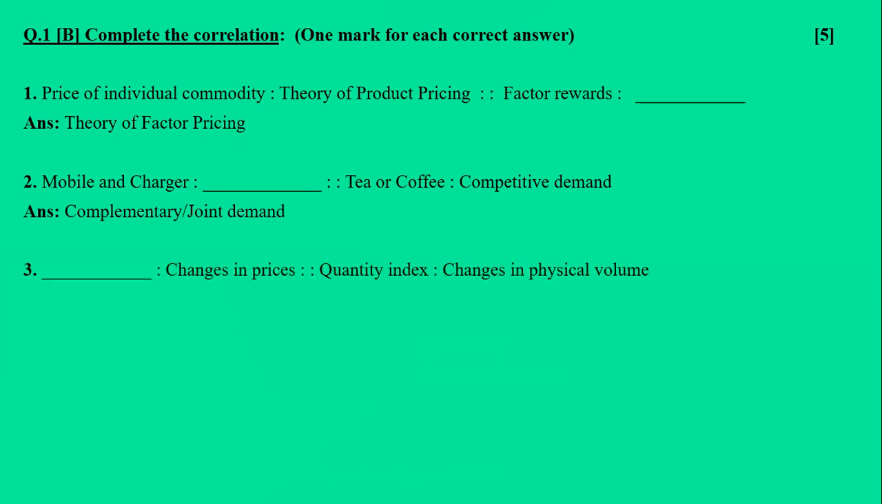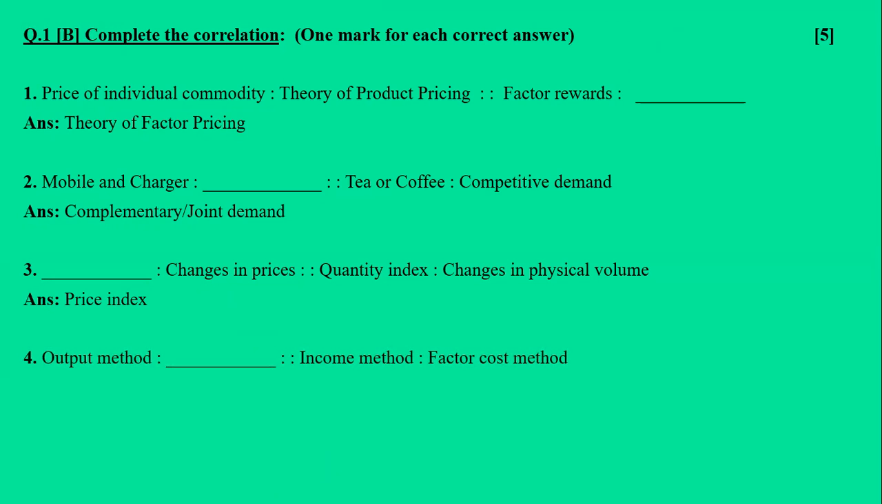3, dash, changes in prices. Quantity index, changes in physical value. Quantity index measures changes in the level of output or physical volume of production in the economy. And changes in price is measured by price index. It measures the general changes in prices of goods.